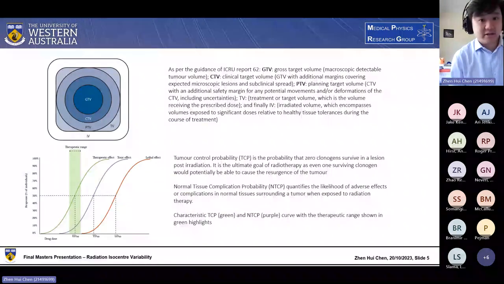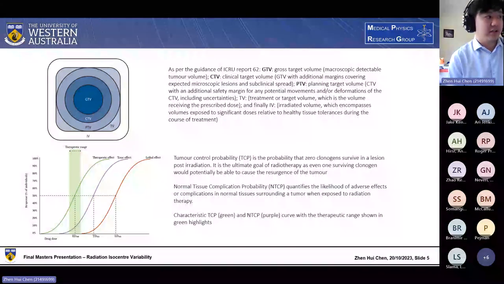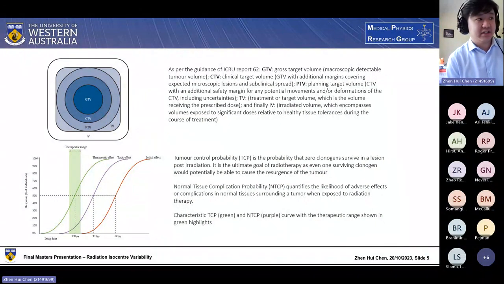So why is this important as well? Again, because we're treating very, very small lesions with very high doses, we need to be very precise. And on the image here on the left, we can see the GTV, the CTV, the PTV, and the treatment volume, and finally the irradiated volume.